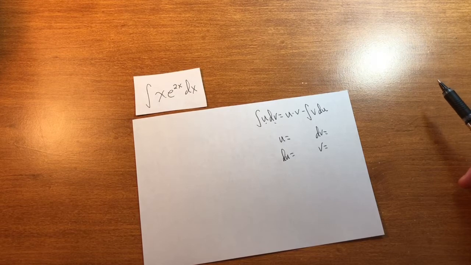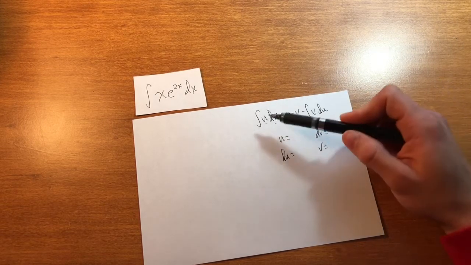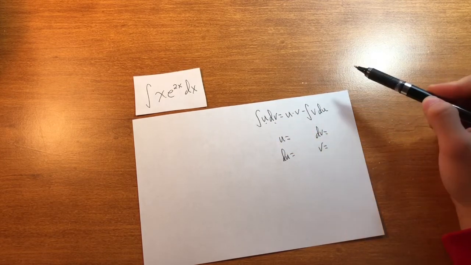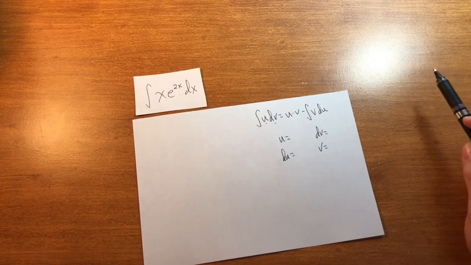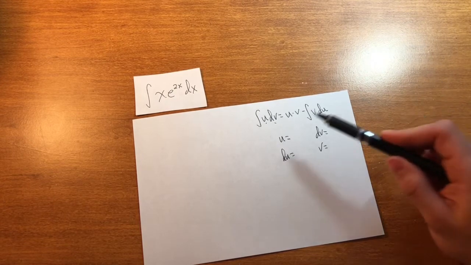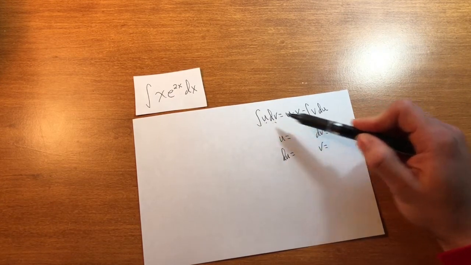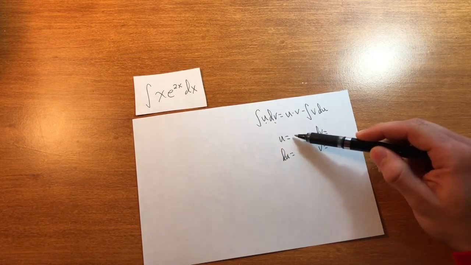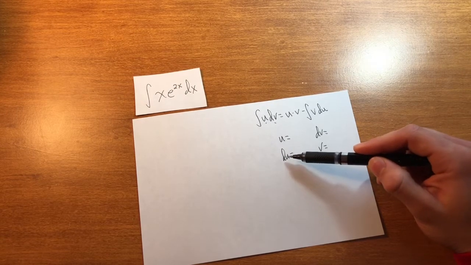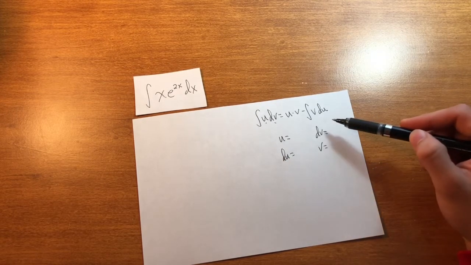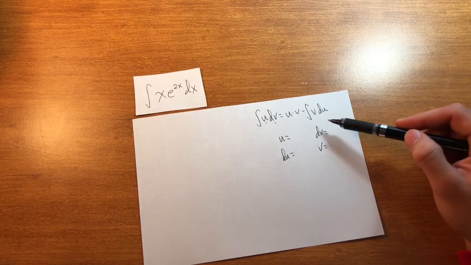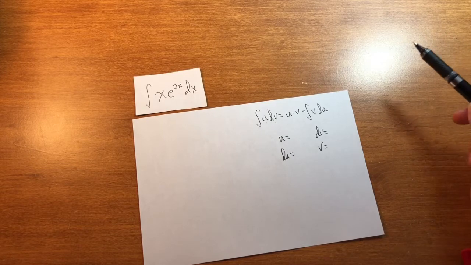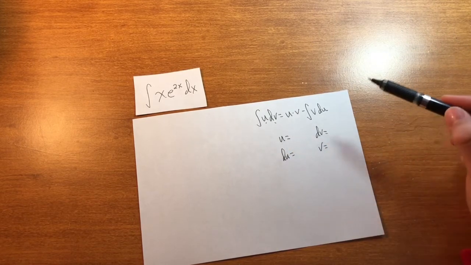So the formula for integration by parts is the integral of u dv, that's my original integral, equals u times v minus the integral of v du. So what I have to think about is, what am I going to make u, and what am I going to make dv? Whatever I make u, I'm going to take the derivative of, so I find du. And anything I make dv, I'm going to find the antiderivative of, so that I find v. So what do I make u and what do I make dv?